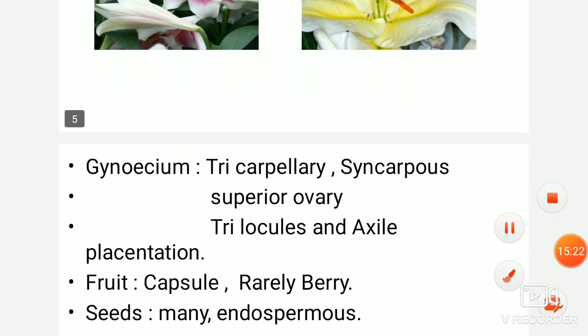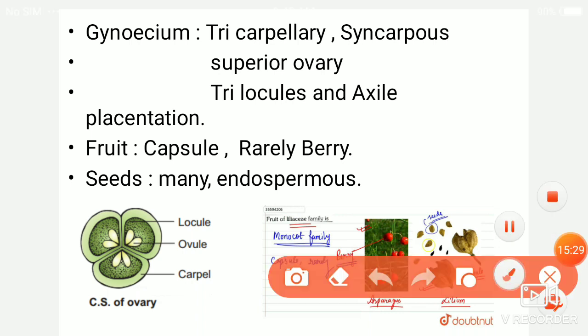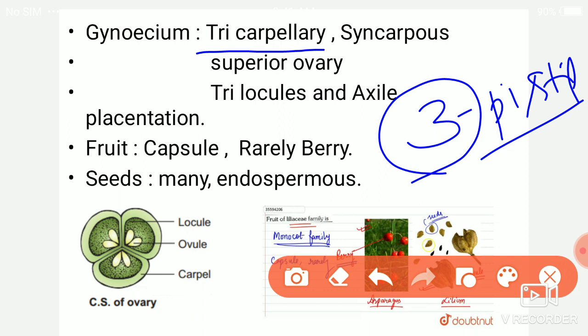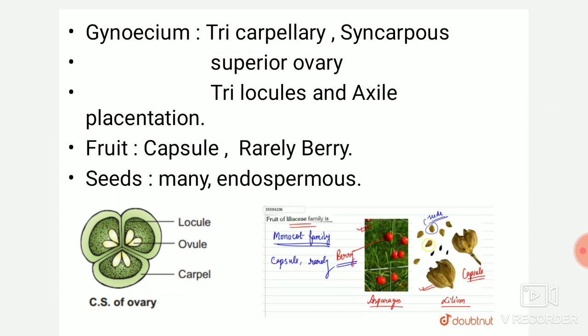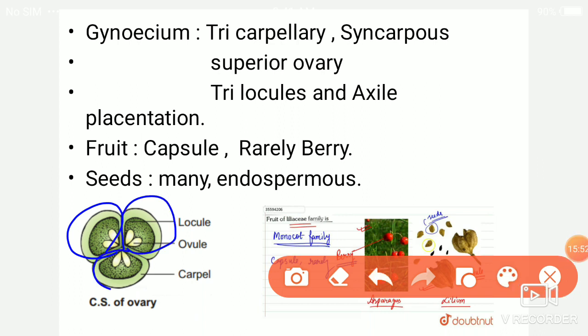And next is a gynoecium. The gynoecium is, that is a female reproductive part. In that the carpels are 3. So how many pistils are there? 3 pistils are there. Another name for carpel is pistil. So totally 3 pistils are there. All that 3 pistils are fused. You can see here, this is one pistil, this is one pistil and this is one.